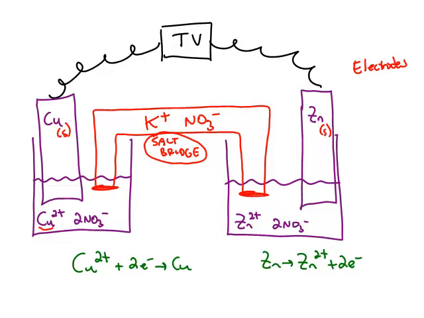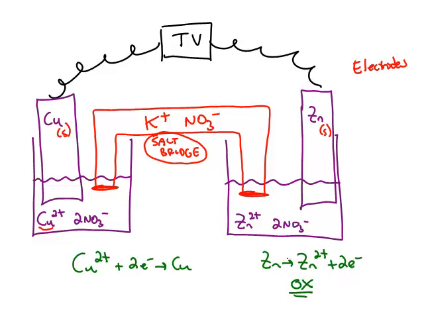We have to keep the two components separated from each other, otherwise the spontaneous reaction would take place and we wouldn't have a way to tap into that direct current, which is caused by the electrons that are being transferred from one side to the other. So on the zinc side, the zinc is being oxidized.